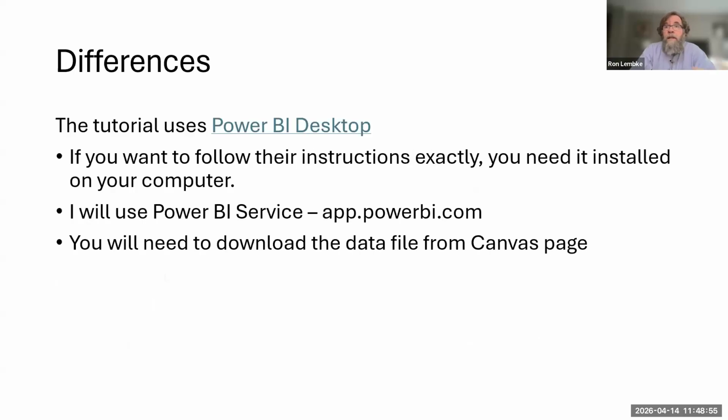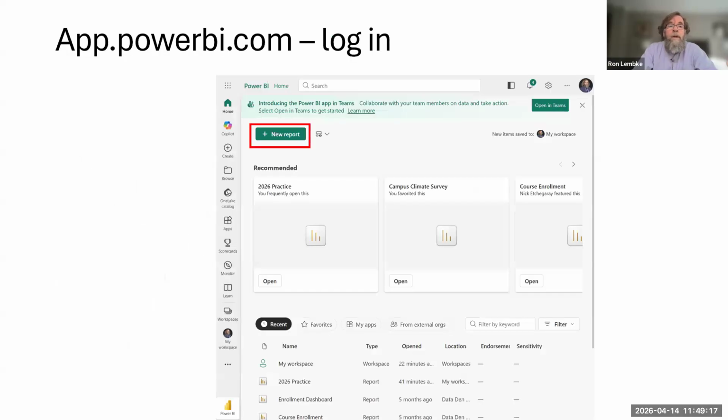So, like I said, I'm going to be doing this in Power BI, the online platform. Even though the tutorial uses Power BI Desktop, I'm going to be using Power BI Service, which you can log into at app.powerbi.com. And you're going to need the data file that I have posted in Canvas. So go to app.powerbi.com and log in, and you probably won't see anything because you haven't created anything here before.